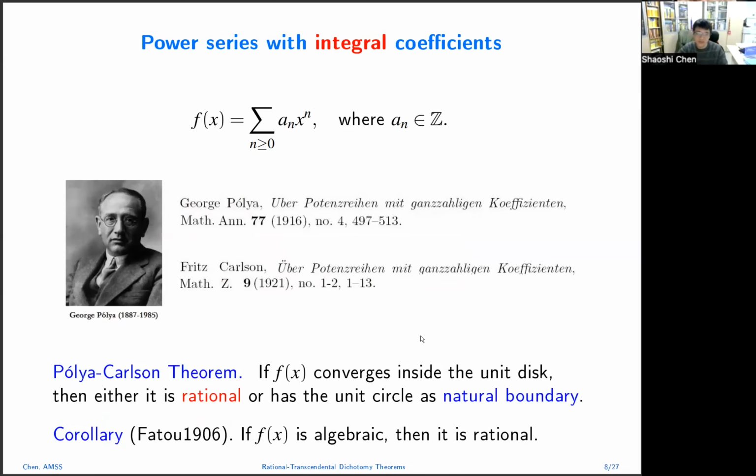And this theorem was actually enhanced by Polya and Carlson. So they can show more than just the transcendental. In the transcendental part, they can say more. Under this same condition, the Polya-Carlson theorem says that it is either rational or it has this unit disk as the natural boundary. This means if it is algebraic, it must be rational, because an algebraic function can only have finitely many singularities. So it cannot take this case, and you force it to be rational. That's why Polya-Carlson is a stronger result than Fatou's result.